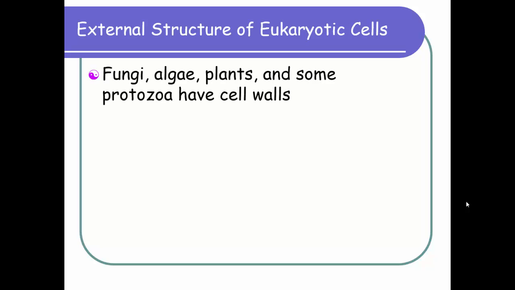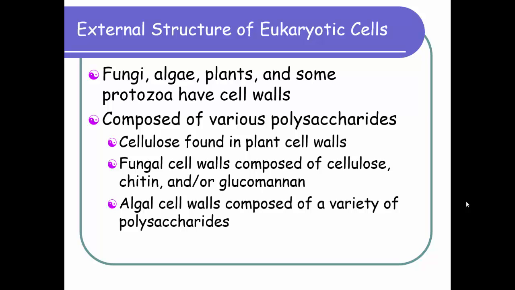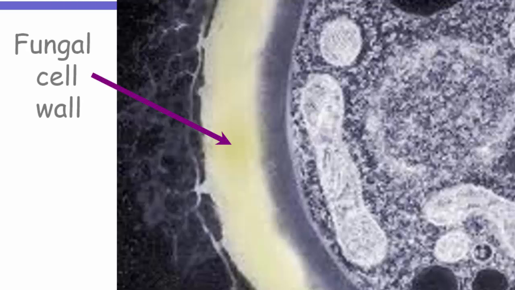The fungi, algae, plants, and some protozoa have cell walls. Mammalian cells do not. If you do have cell walls, it's composed of a variety of polysaccharides, such as in plant cell walls, it's cellulose. In fungal cell walls, we have cellulose, chitin, and/or another sugar known as glucomannan. And algae cell walls are composed of a variety of polysaccharides depending on the type of algae. This shows a cell wall in plants. This shows a fungal cell wall primarily made up of chitin.